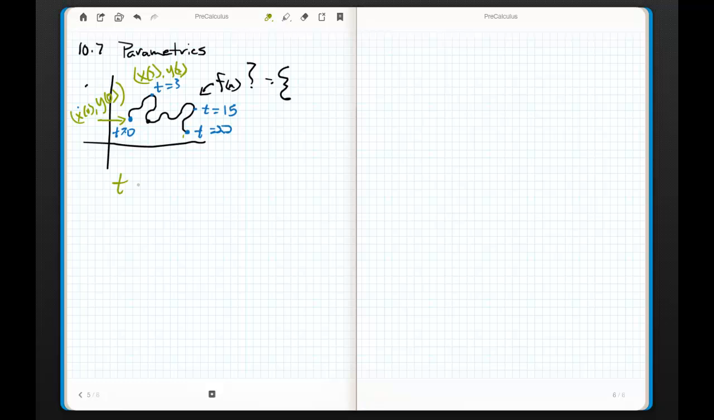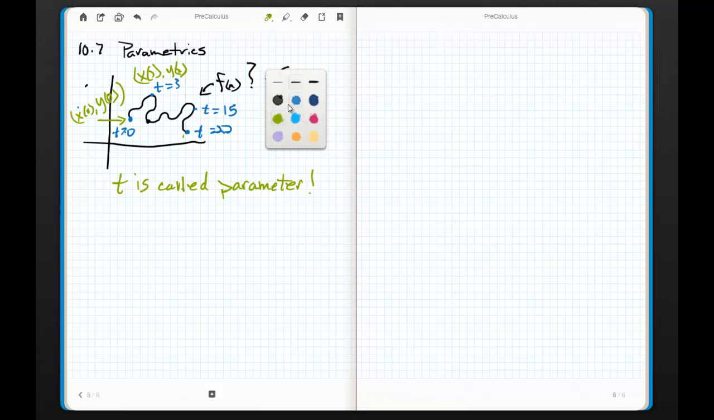So t is called the parameter. Parameter. That is the most obnoxious color ever, isn't it? Let's go back to black. Now, let me explain what we're doing. We're simply adding another structure, which we're calling t, and forcing x and y to be a function of that.